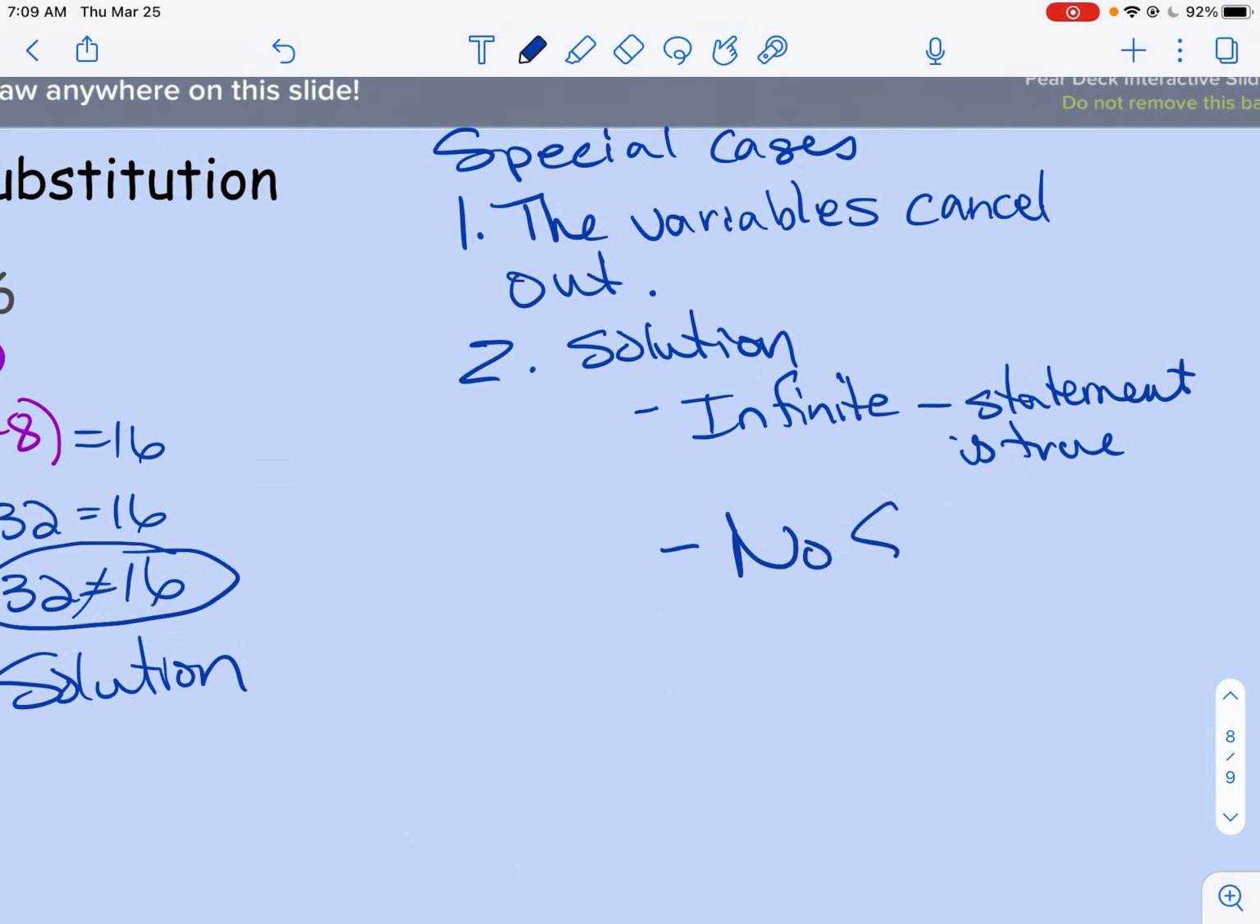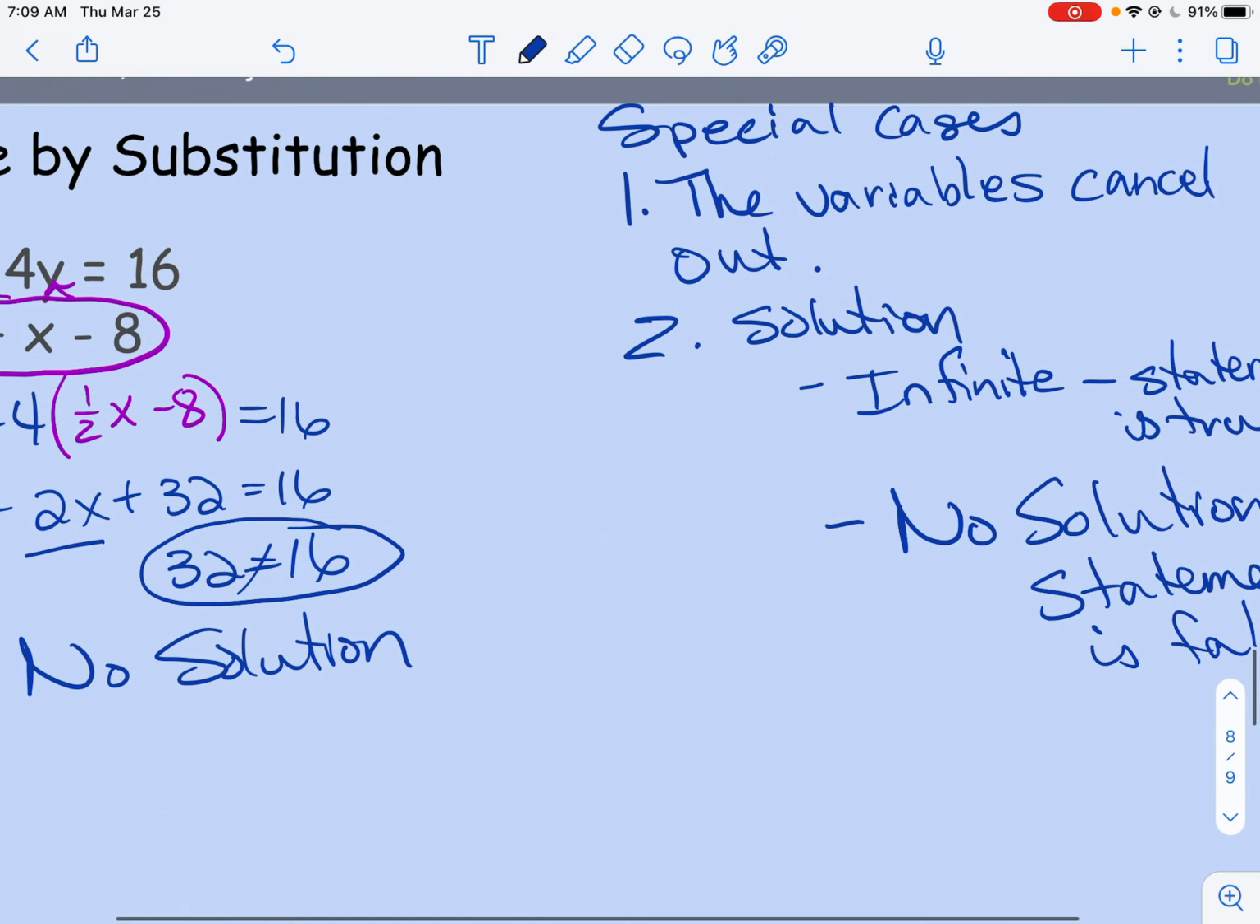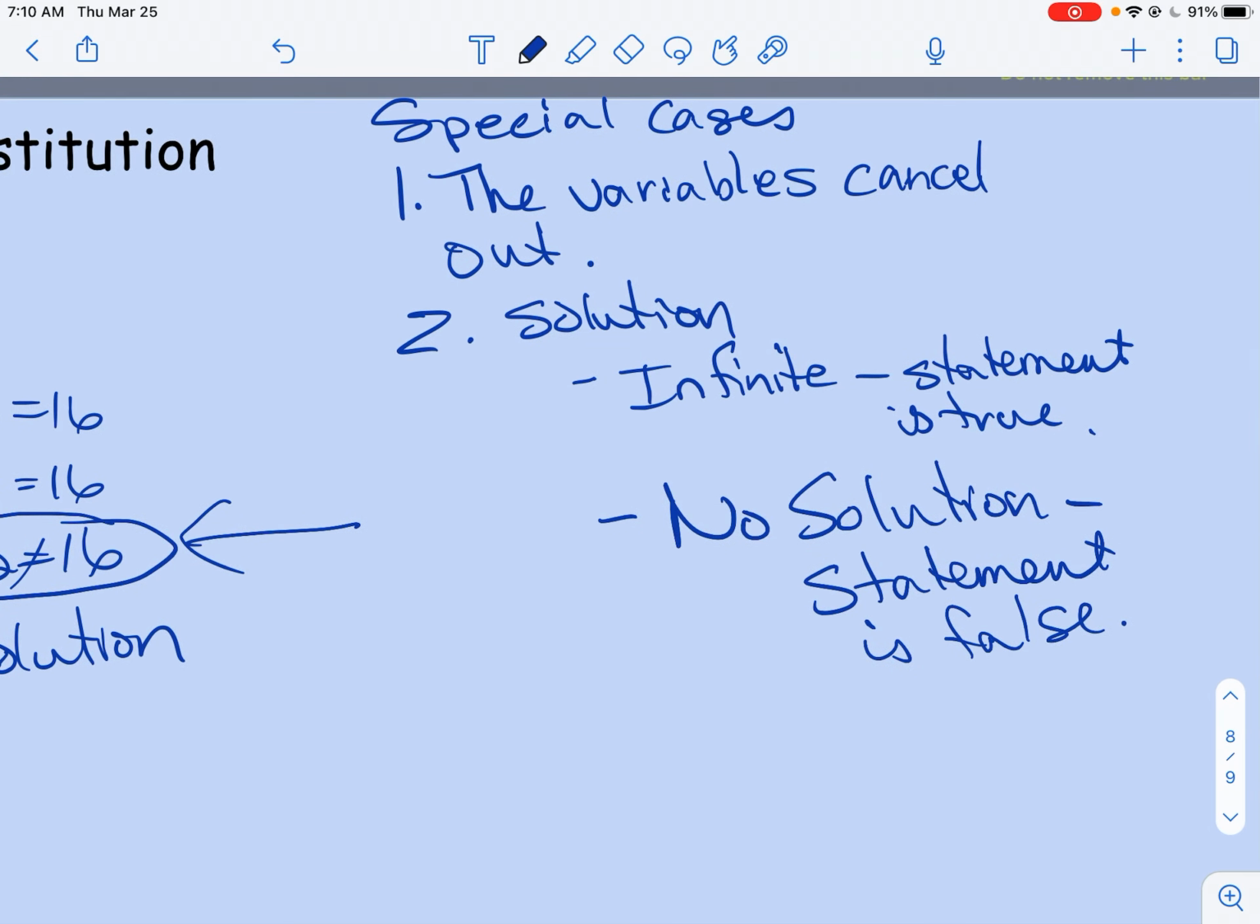If it is no solution, the statement is false. So that's this one right here. This one came out to be false. Okay, so I hope that helps you. Oh, before I go, the infinite is still, if you were to graph it, still one line, and no solution would still be parallel lines.